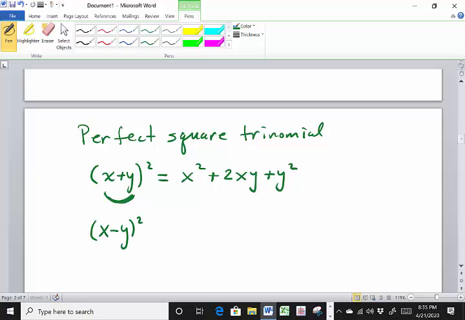Okay? And let's do it for the subtract, x minus y squared. So x minus y squared is simply going to be squared. And if you forget this pattern, you just do x plus y times x plus y and use your distributive law and you'll get this. Okay?